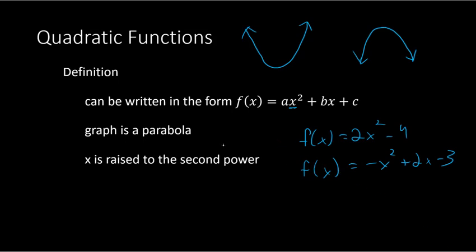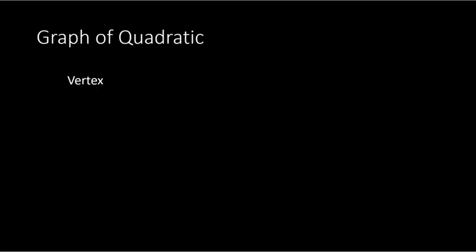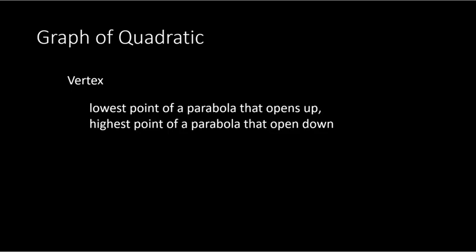Now let's talk a little bit about the graph of a quadratic function. So the graph of a quadratic function will first of all have a vertex. So the vertex is going to be the lowest point of a parabola that opens up or the highest point of a parabola that opens down. So for example, if we had a parabola opening up, the lowest point right here, that would be the vertex. If it was opening down like this, the highest point here would be the vertex. All right, so depending on which way it's opening, it's going to be the lowest or the highest point of the parabola.